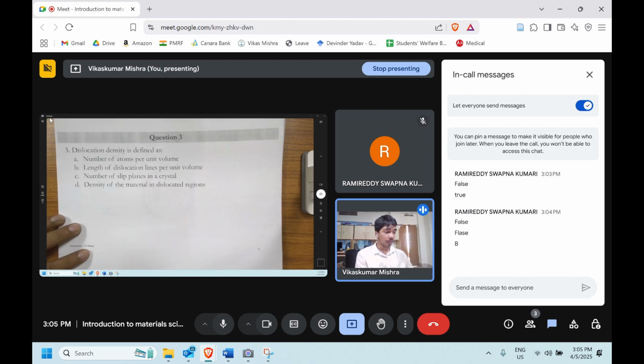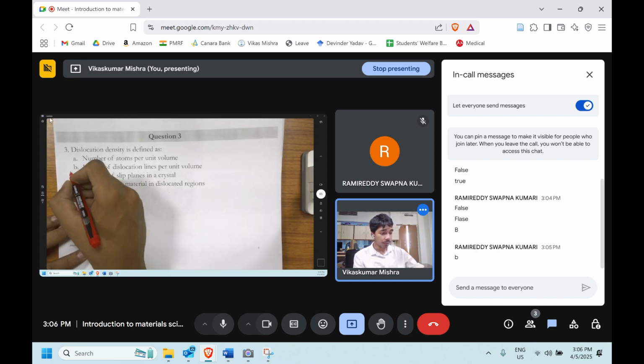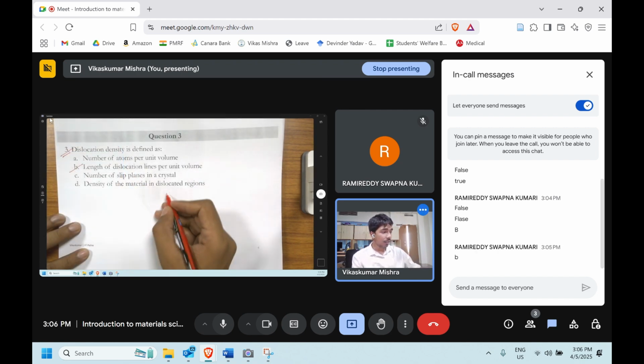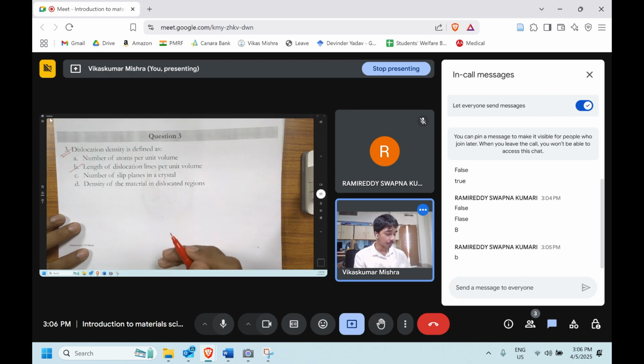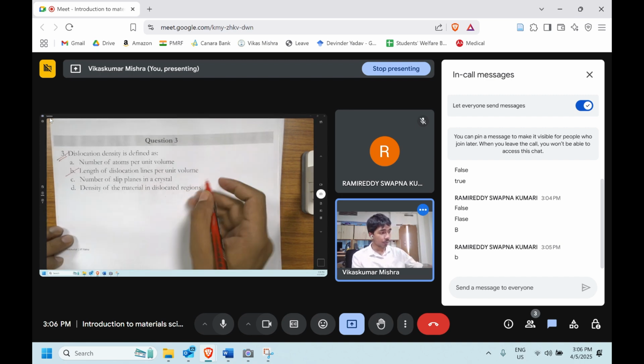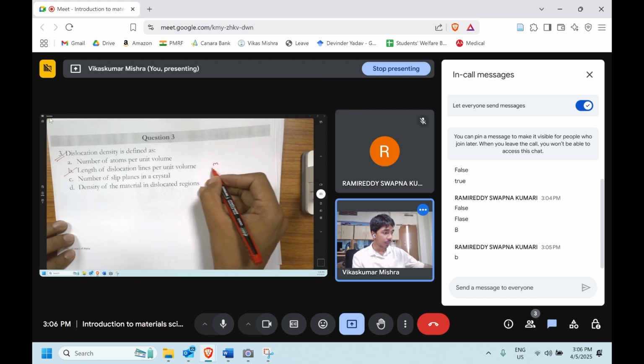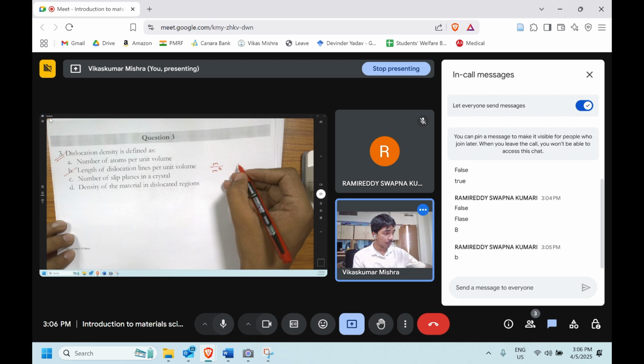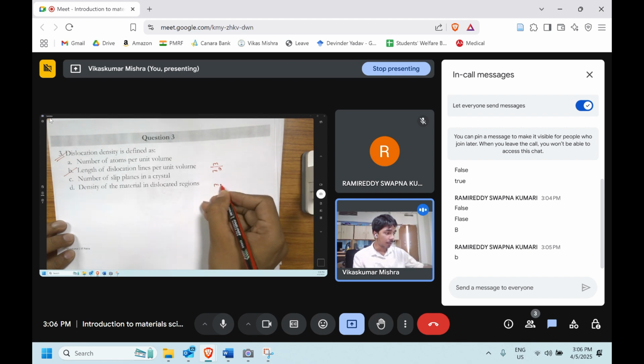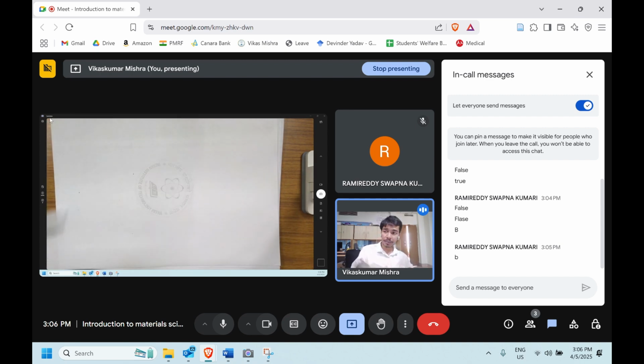We want to find what the dislocation density is defined as. Okay, very good. Option B is the right answer. That is the length of the dislocation per unit volume. So its unit would be meter per meter cube. Few people also express it as millimeter per mm cube. So both are correct. Let's move ahead to the next question.